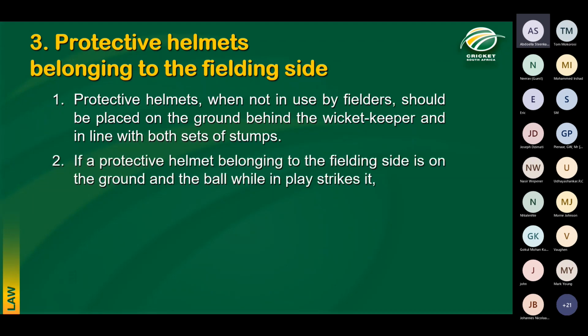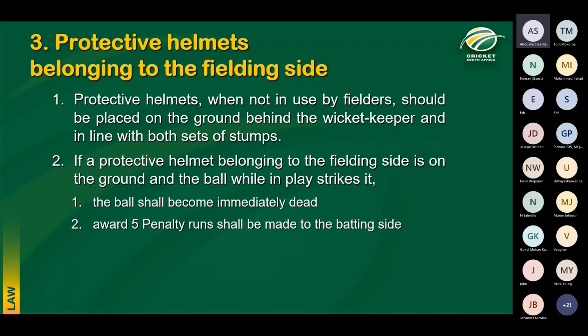So now, and it happened to me a few times. So now where the law allows for the keeper's helmet to be put behind the keeper in line with the set of stumps. But now what happens if, while the ball is in play, the ball goes against the helmet? The law tells us that as soon as the ball touches the helmet that was placed behind the keeper, the ball immediately becomes dead.